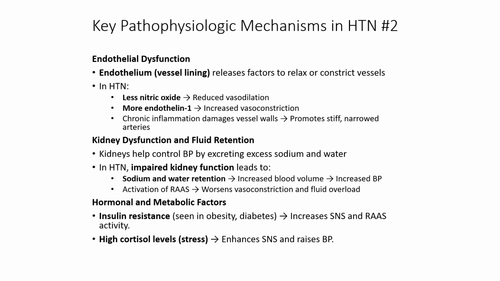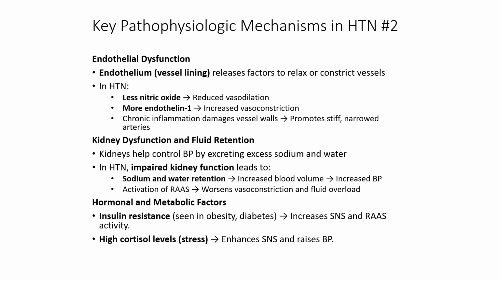When we have endothelial dysfunction, the endothelium, which is our vessel lining, will release factors to relax or constrict vessels. In hypertension, there is less nitric oxide, which is going to reduce our vasodilation. So more endothelin-1 will cause increased vasoconstriction. Chronic inflammation damage to vessel walls will also promote stiff and narrowed arteries.